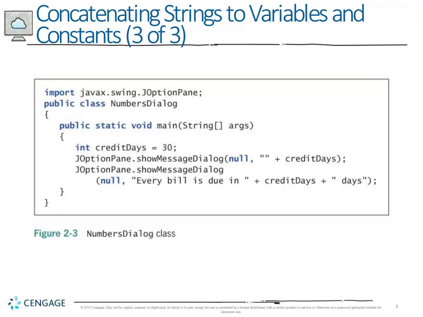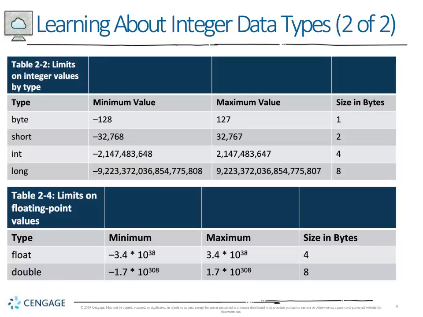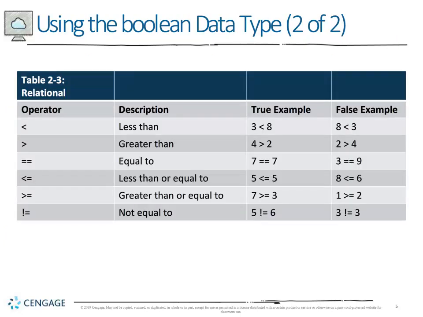In the second JOptionPane.showMessageDialog, we have "Every bill is due in", then concatenate with creditDays, then concatenate it with another string, which is " days". Similar to C++ data types, we should choose appropriate types for variables. Relational operators are also similar to C++.